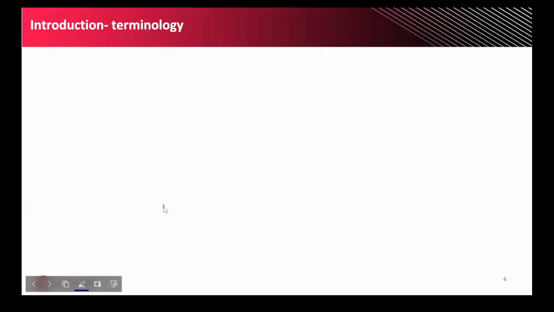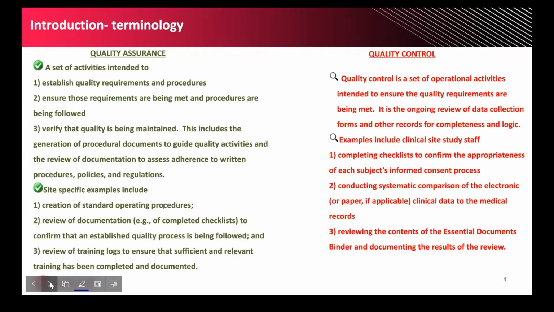So let's now understand quality assurance and quality control. Quality assurance is a set of activities intended to establish quality requirements and procedures. They ensure that the requirements are met and procedures are being followed. That means, first of all, assurance is basically having all the required processes in place, and in order to have those processes in place, any of the requirements that are needed are also met and being followed.